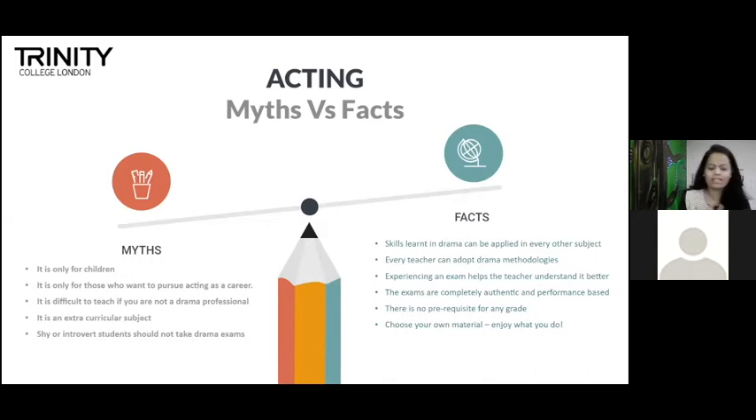The skills in drama are something that you can apply with each and every subject. I'm sure many of you teach English or any other subject, and you would definitely want children to come together and explain what they understood about that particular subject. It's a skill that you learn in drama and you apply in any other subject. And every teacher can adopt the drama methodologies.